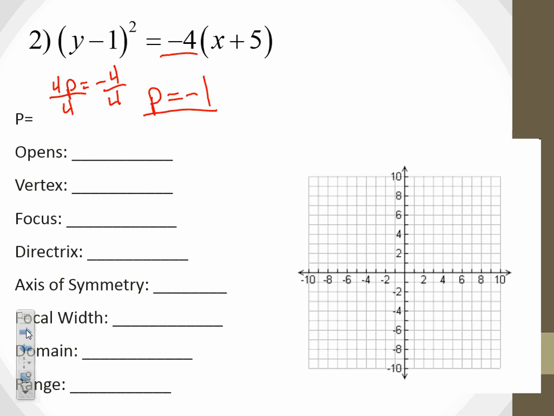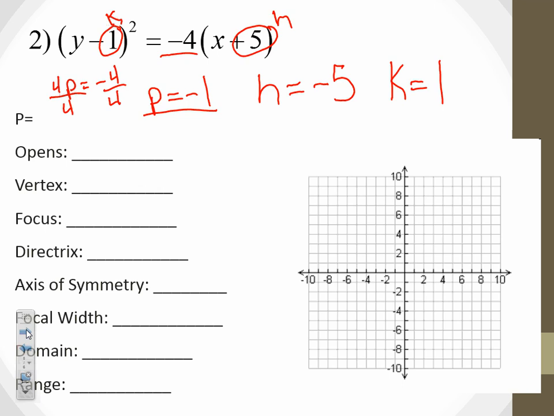Now I like to do my h and my k. This one though, remember, this is my k, this is my h. So for this one, my h is going to be the opposite of 5, which is negative 5. And my k is going to be the opposite of negative 1, so it's just 1. Those are my 3 pieces of information that help me figure all this out.